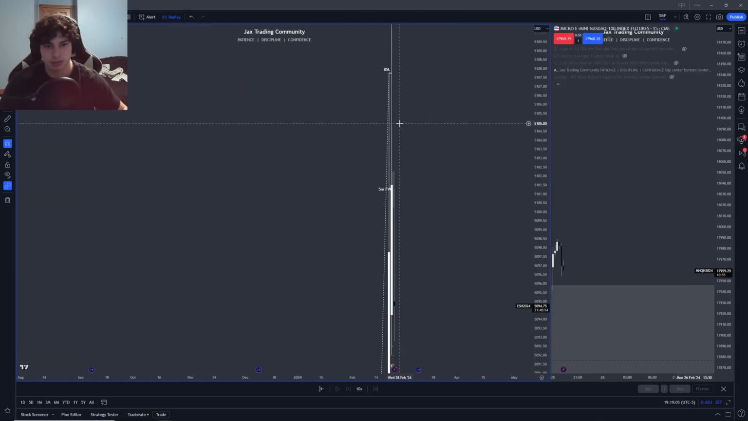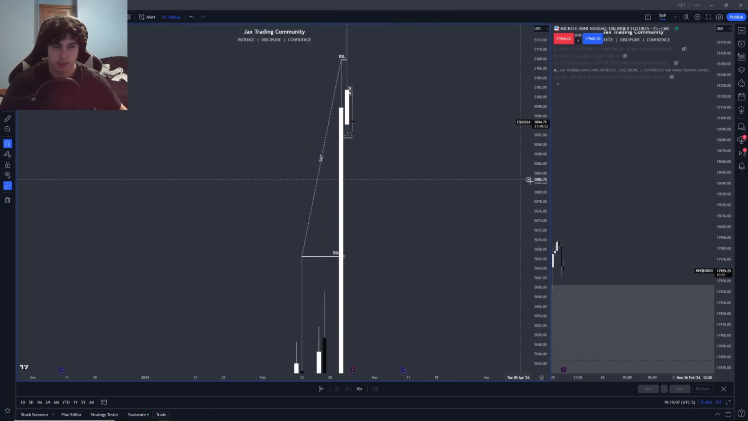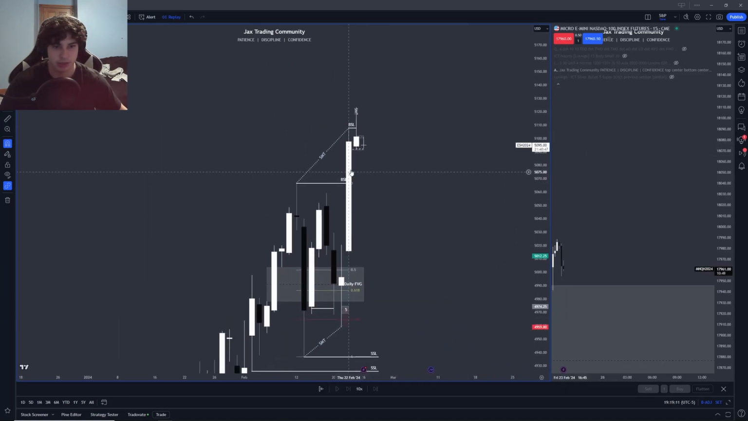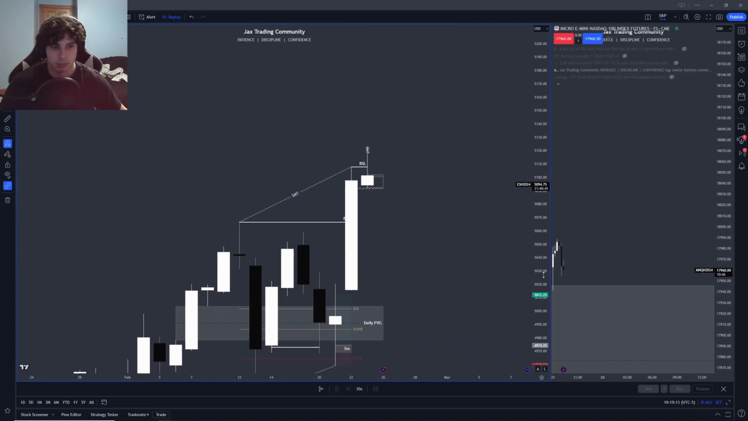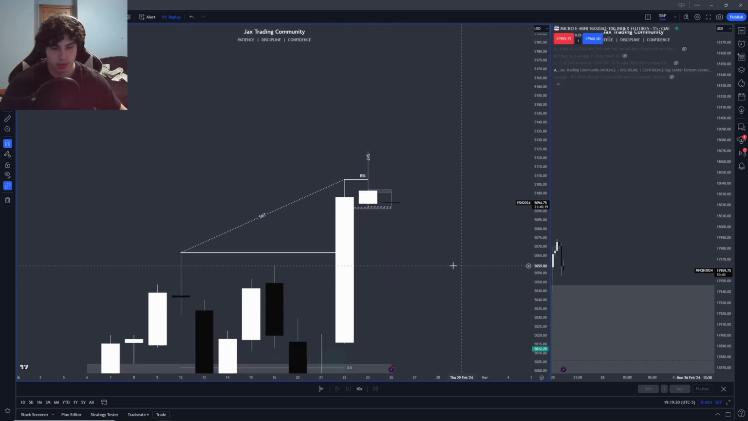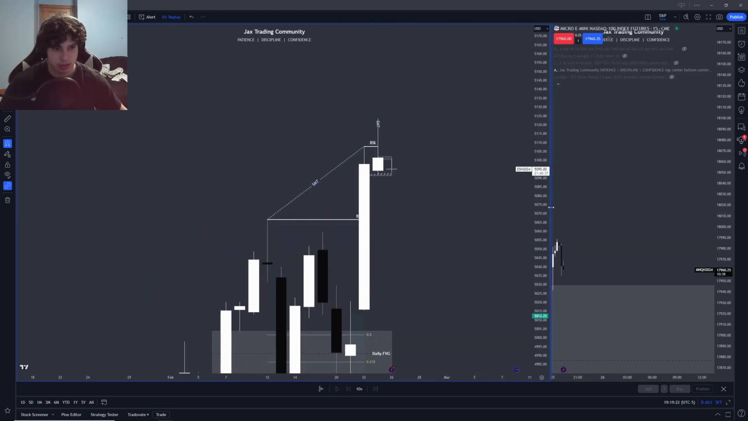And let's just look at the daily now. Yeah, the daily, we still have this massive daily fair value gap. But all this liquidity is barely into it, so that is something that's good to see.